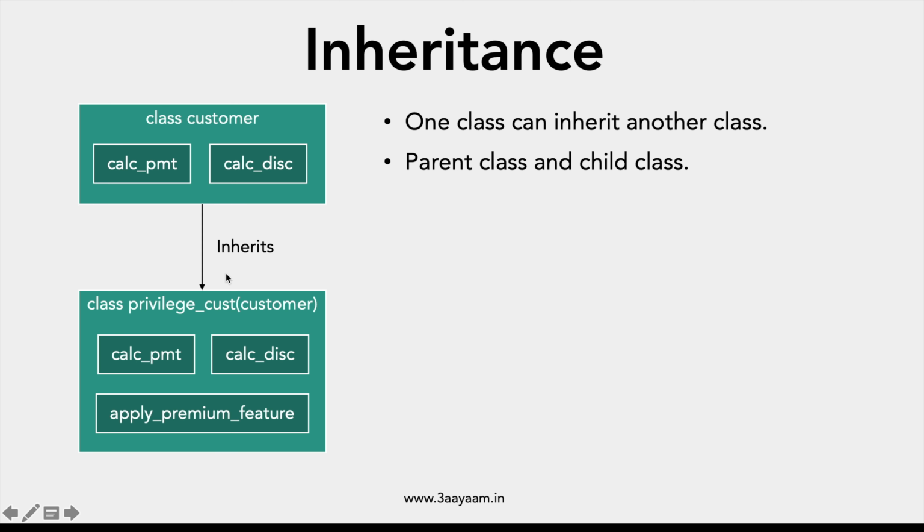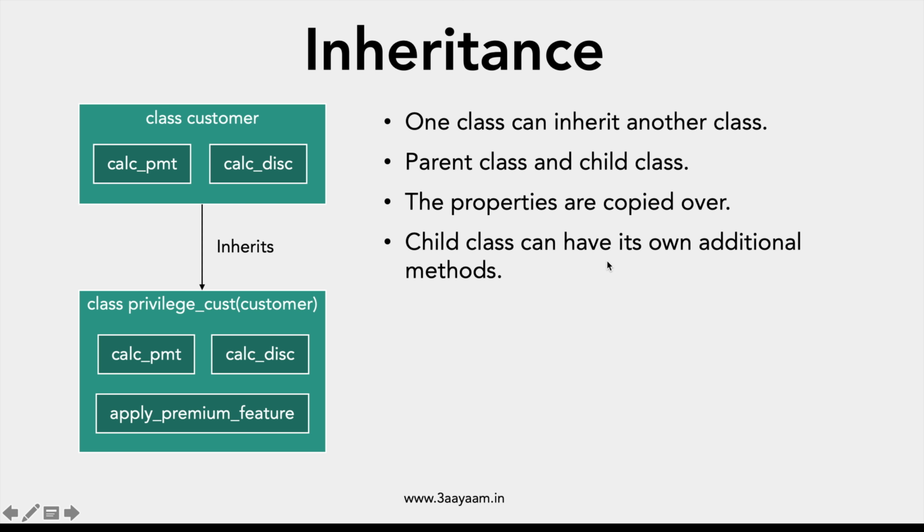And of course, you can create multiple child classes from the same parent class, meaning there can be another class which is inheriting the customer class. The properties are copied over. When I say properties, I mean the members of the class are copied over. And the child class can also have its own additional methods and variables, meaning its own members. Let me show you a very small hands-on.